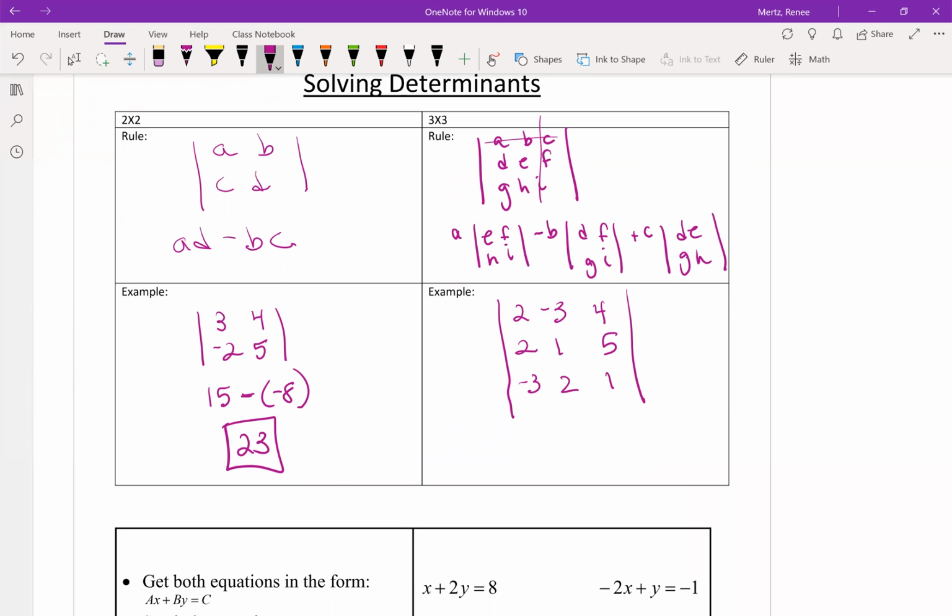Right, so let's say this is our system of equations. We're finding the value of this guy. So it's 2, 1 minus 10, or 1, 2, 5, 1. Flip the sign in the middle. So plus 3, 2, negative 3, 5, 1. And then plus 4, 2, negative 3, 1, 2.